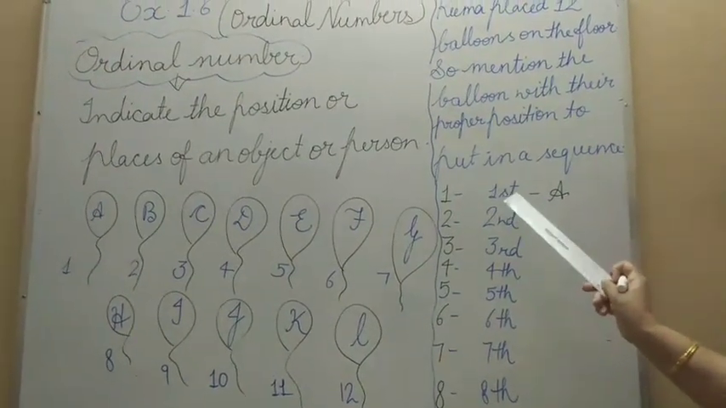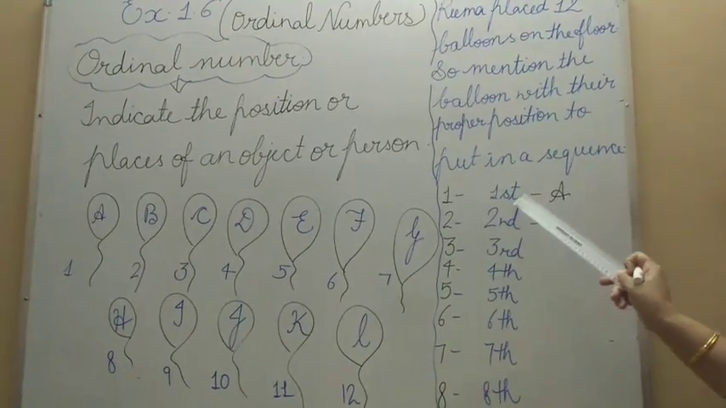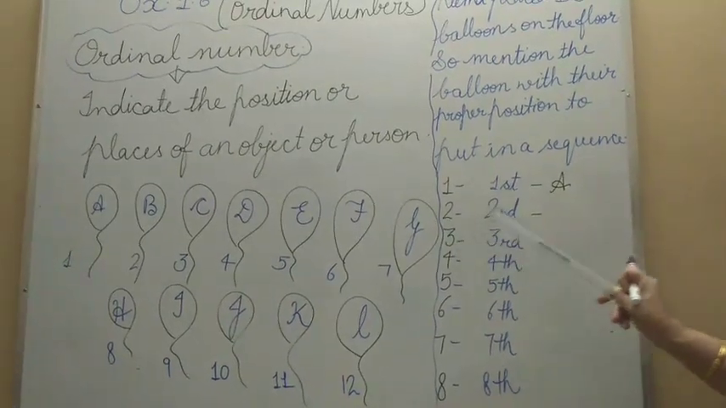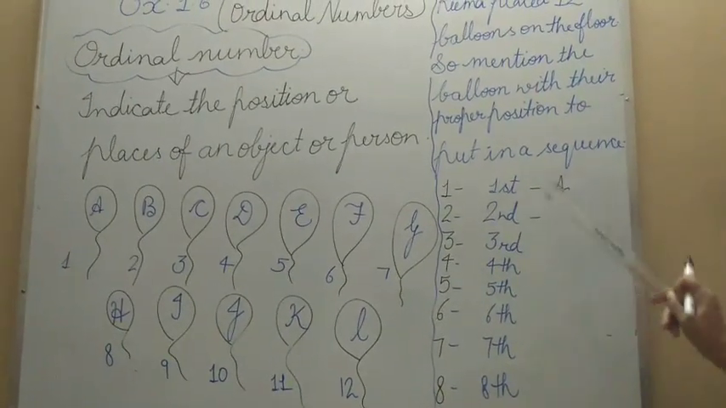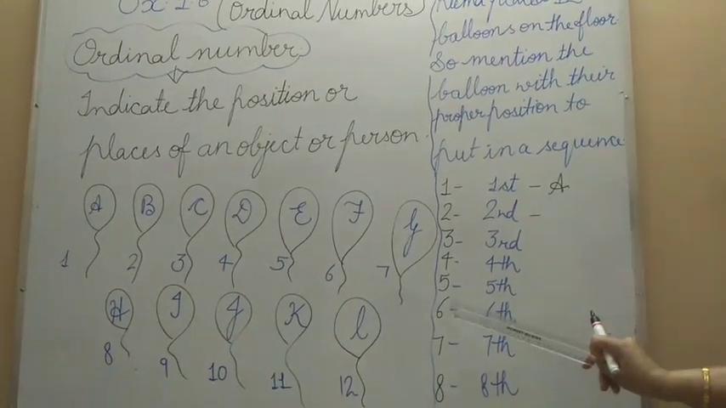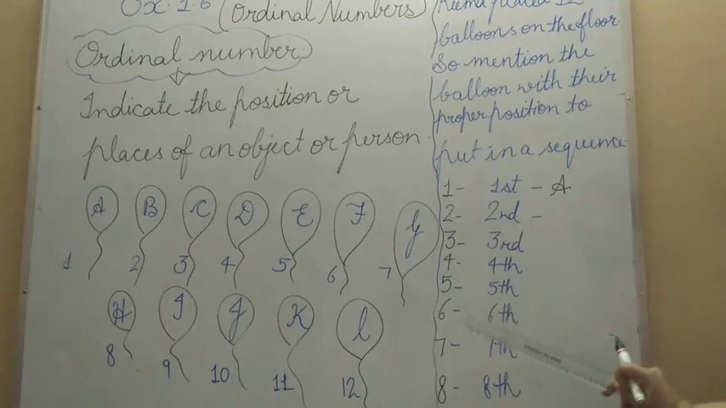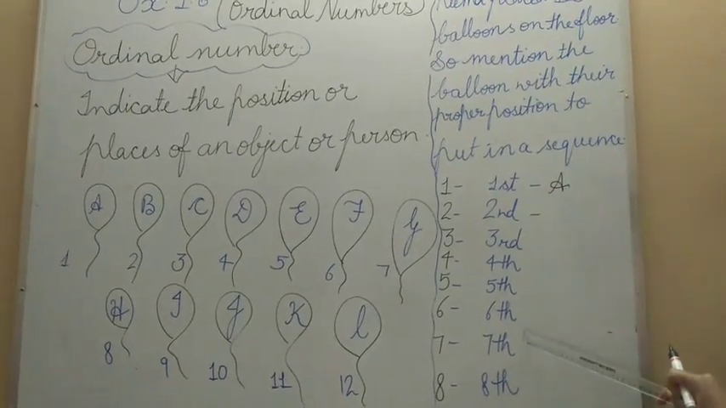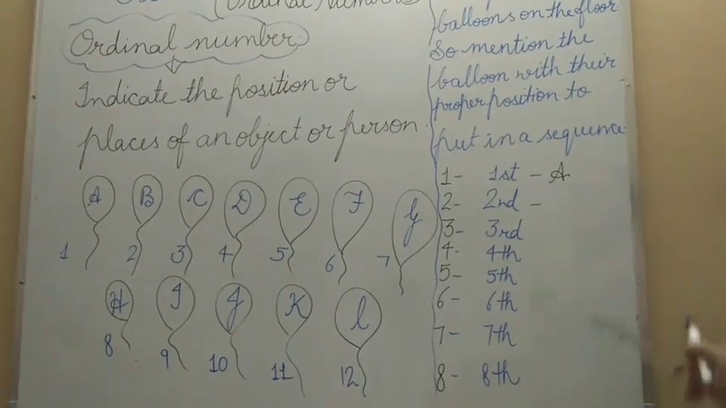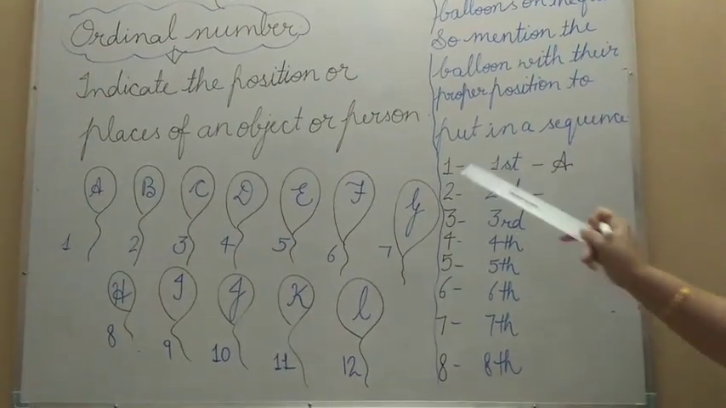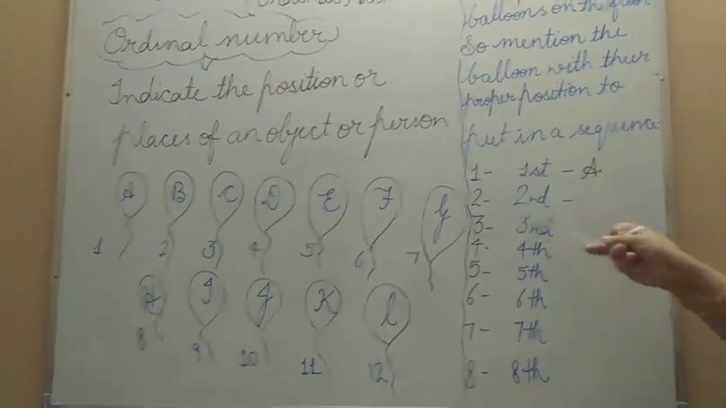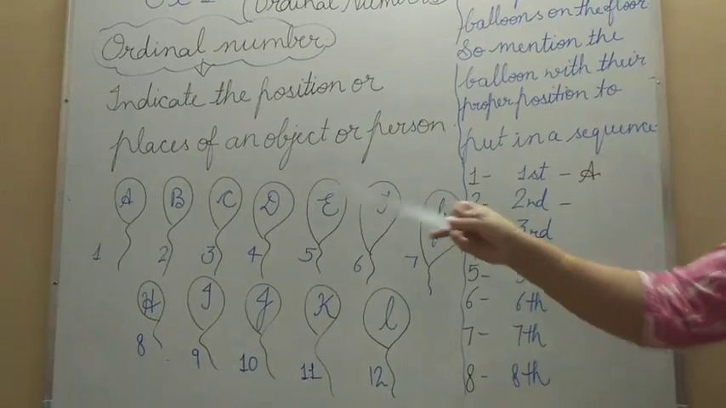So we can say one number as first position, 2 number balloon as second position, 3 number balloon at third, 4 at fourth position, 5 number balloon is at fifth position, 6 number balloon is at sixth position, 7 number balloon at 7th position and 8 number balloon is at 8th position. So we have to mention here the balloon's name also, on which place it is.